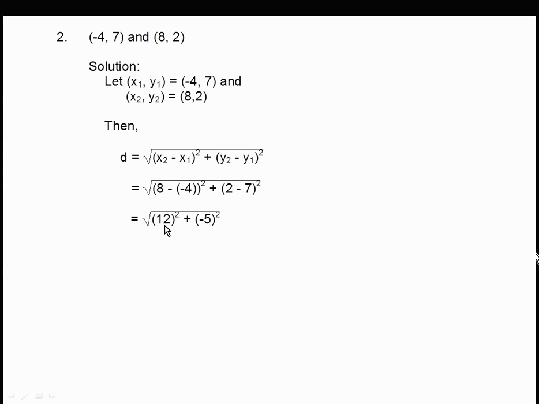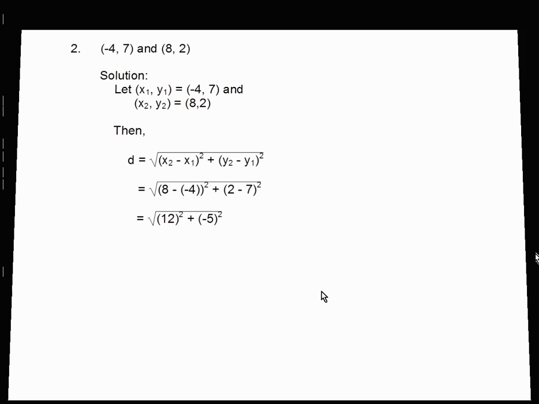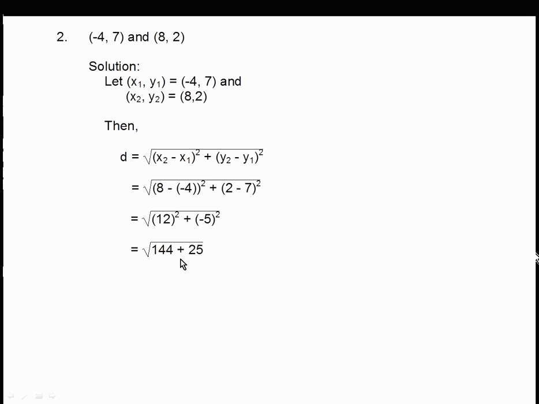12 squared is 144. -5 squared is 25. That gives me the square root of 169, which is 13. If you left it at the square root of 169, that would not be correct because it does simplify to be 13. Okay, it's kind of hard to make this interesting. You're just plugging in numbers.